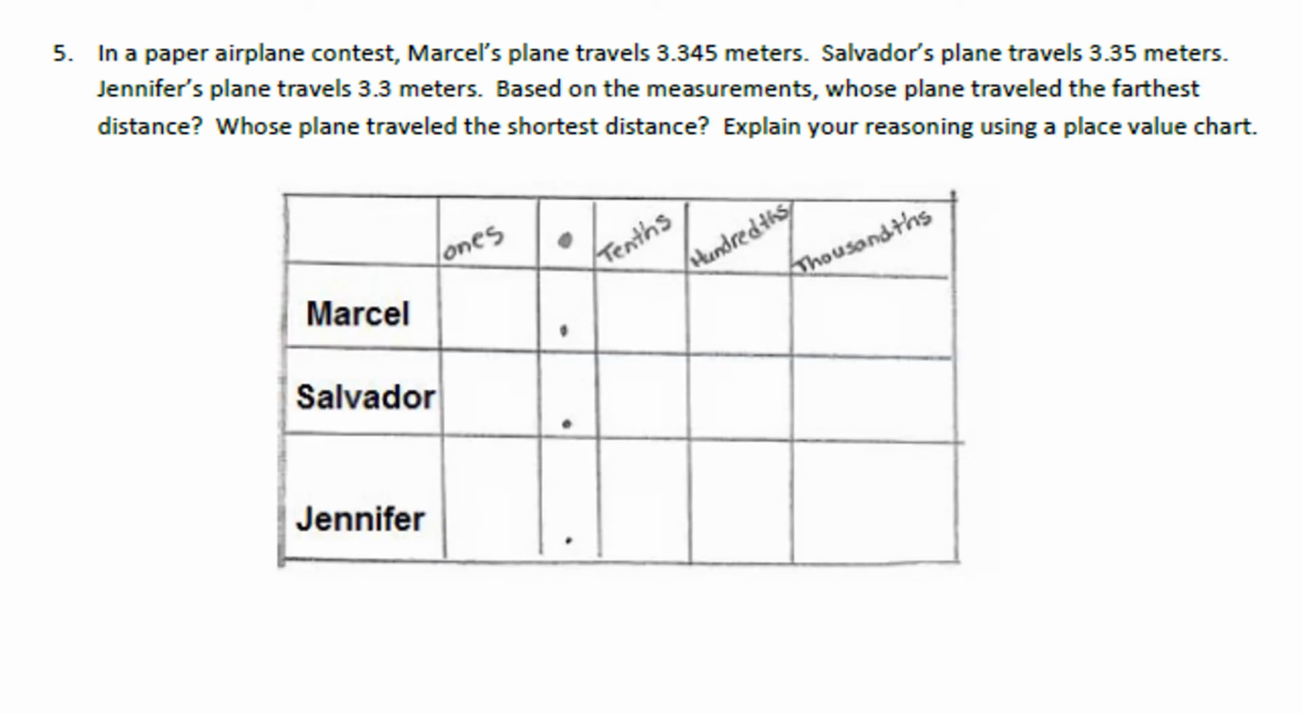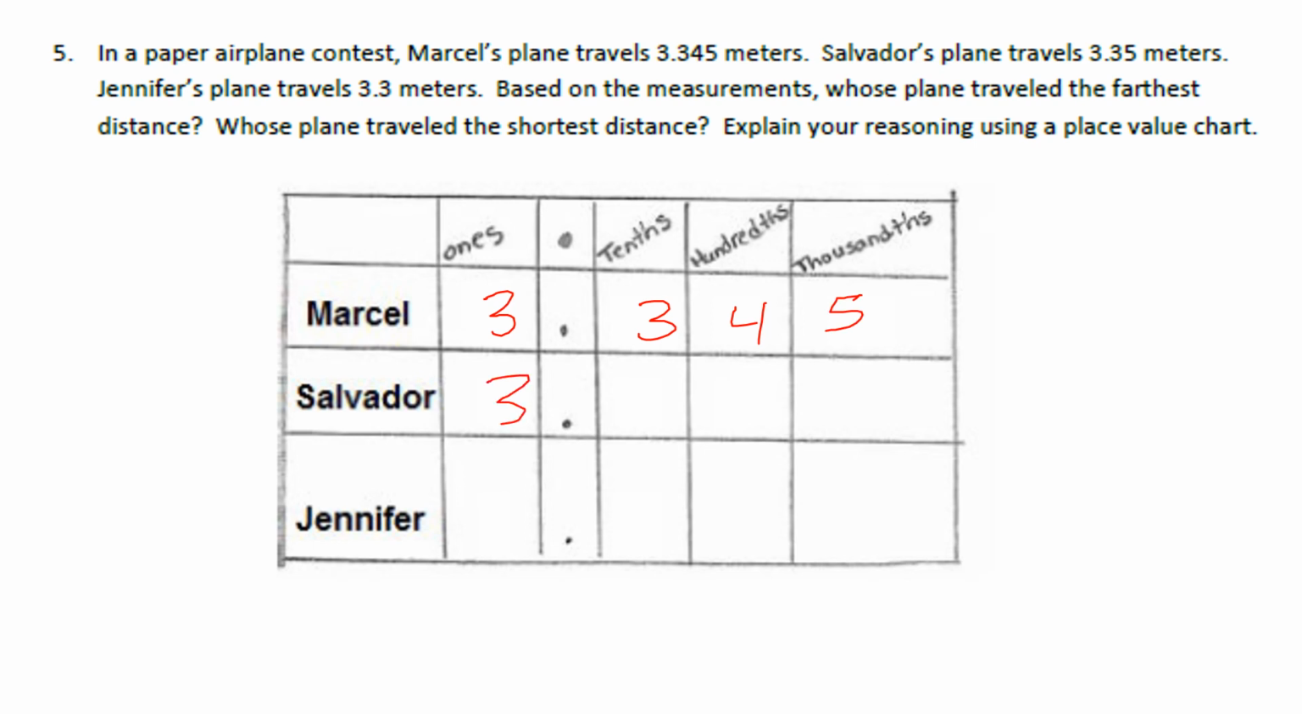The last one. In a paper airplane contest, Marcel's airplane travels 3.345 meters. Salvador's plane travels 3.35 meters. Jennifer's plane travels 3.3 meters. Based on the measurements, whose plane traveled the farthest distance? Whose plane traveled the shortest distance? Explain your reasoning. Okay, so first off, Marcel did 3 and 345.